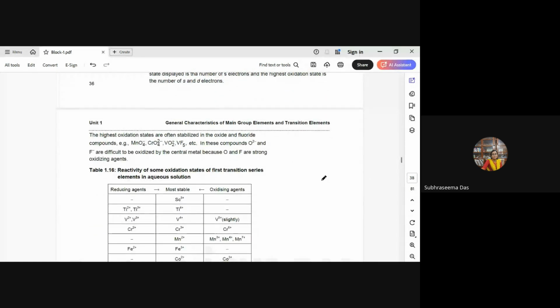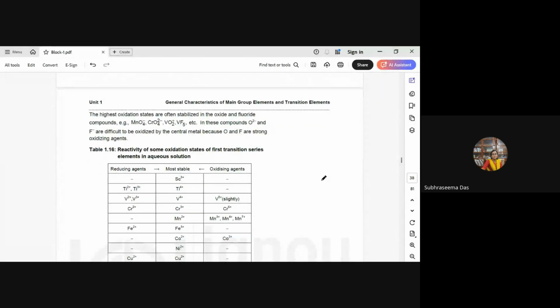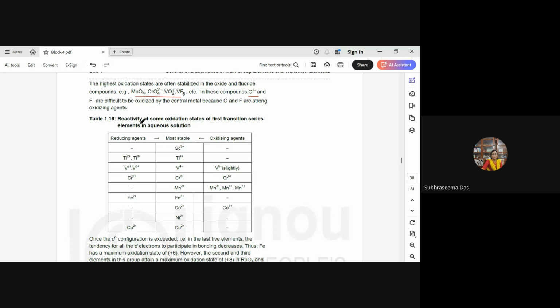Then the highest oxidation states are often stabilized in oxide and fluoride compounds like MnO4 minus, CrO4 2 minus, VO2 plus, VF5, so V5, etc. In these compounds, the O2 minus and F are difficult to oxidize by the central metal because O and F are strong oxidizing agents. Here is the reactivity of some oxidation states of first transition series elements in aqueous solution. These are the reducing agents and the most stable states have been shown here.